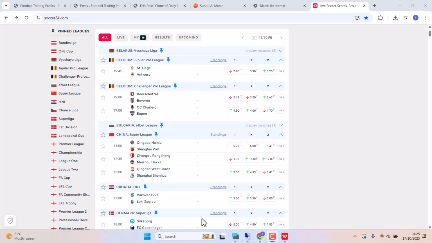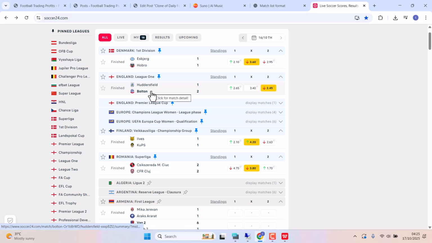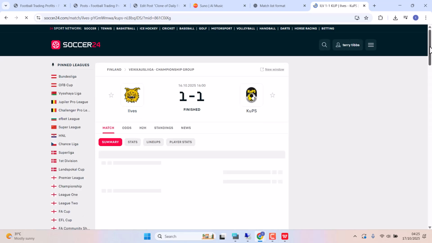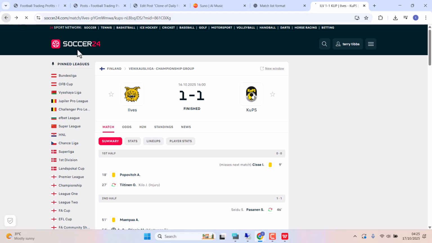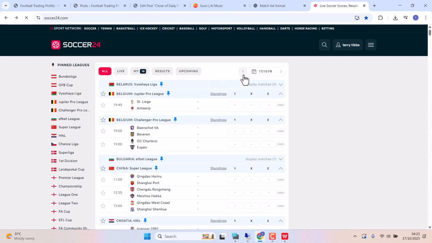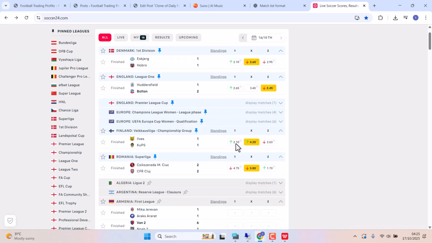Not much to really report in yesterday's 4 matches. Bolton getting the better of the local derby against Huddersfield. Ilves and KUPS, possibility if KUPS scored first to lay them. But no, Ilves scored first. And then the other match, it was a late equaliser for the newly promoted side against CFR Cluj. That went the way of the market, really. A Cluj lead until a very, very late winner. So no real surprises yesterday.